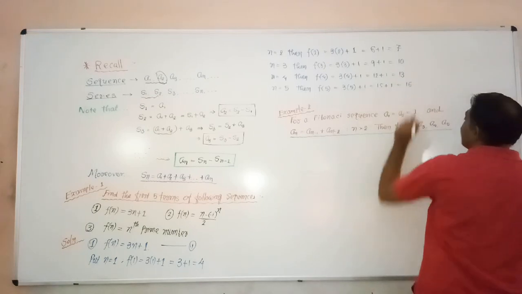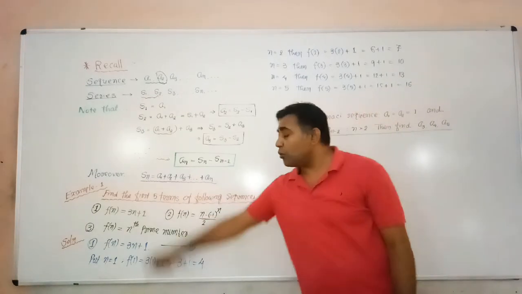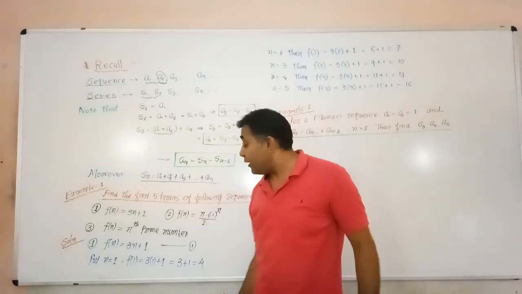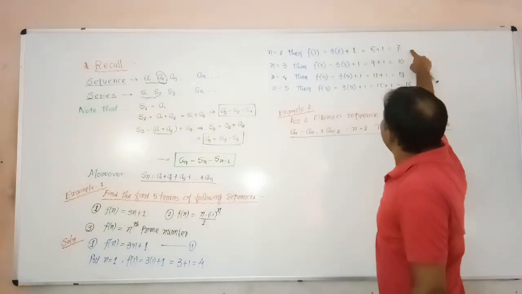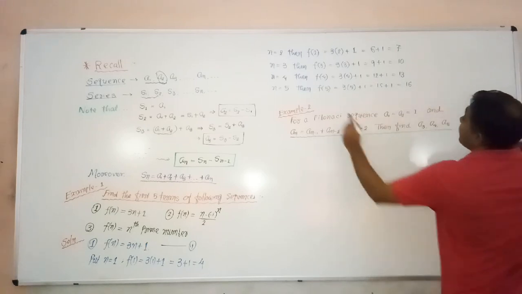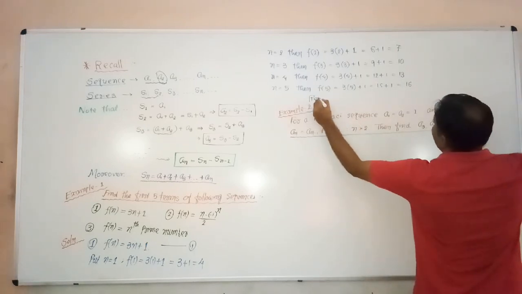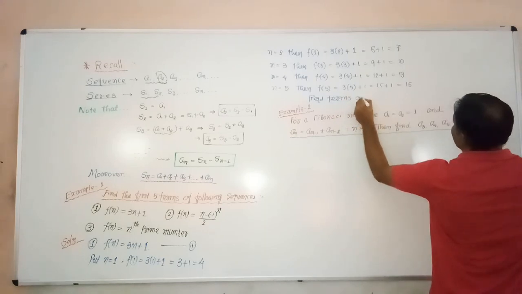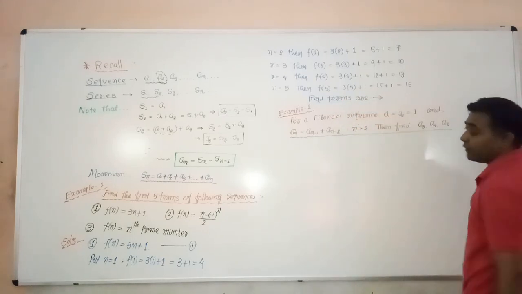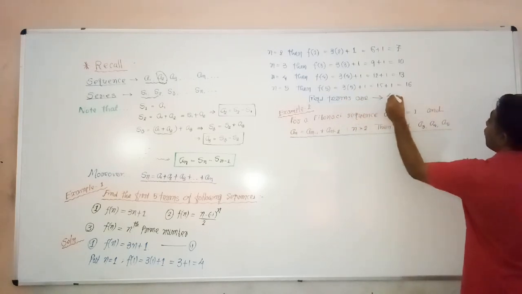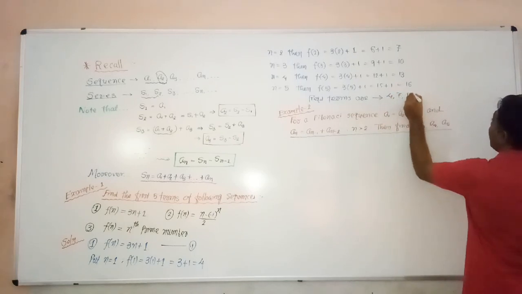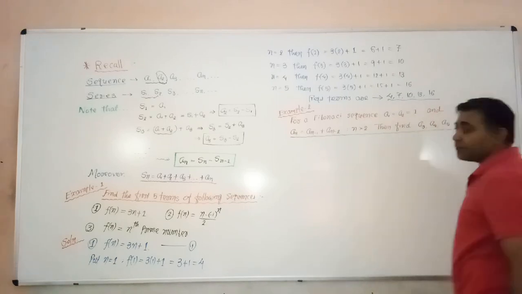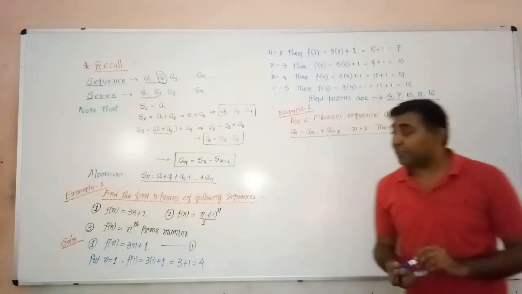the answer is 16. So finally, what about the first 5 terms? The first 5 terms of this sequence are 4, 7, 10, 13 and 16. So I just write the required terms. Required terms are 4, 7, 10, 13 and 16. These are the required terms. So it's very easy to understand.